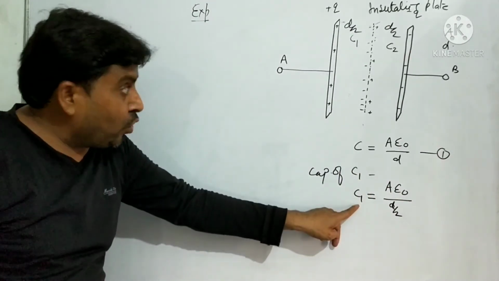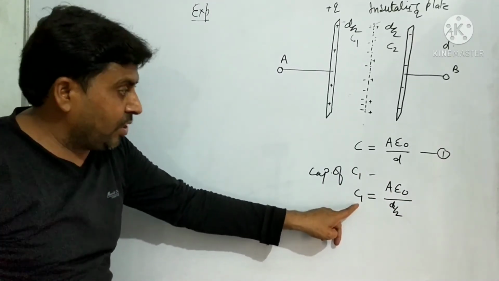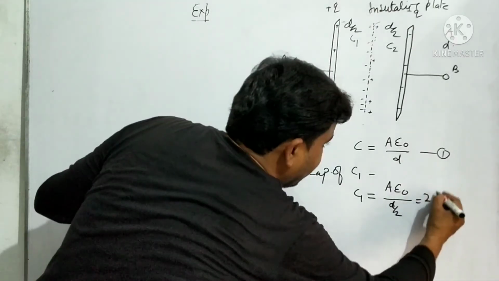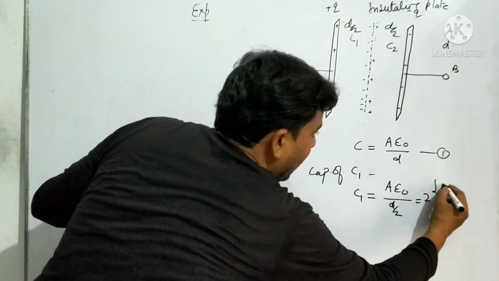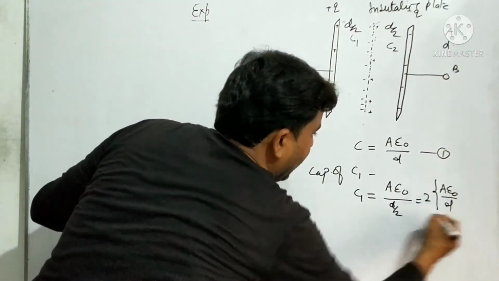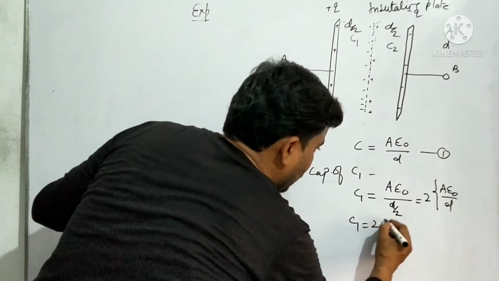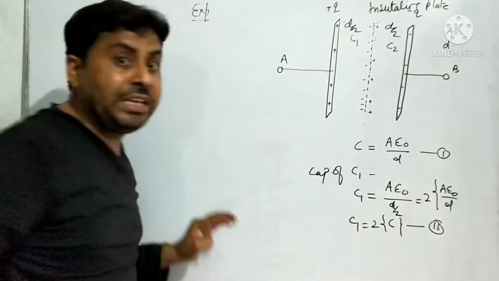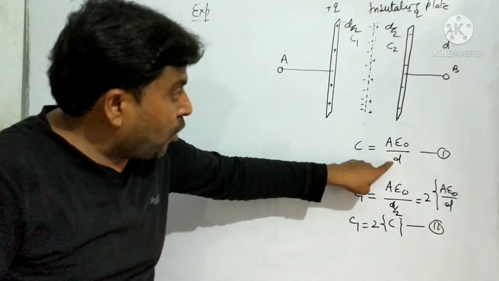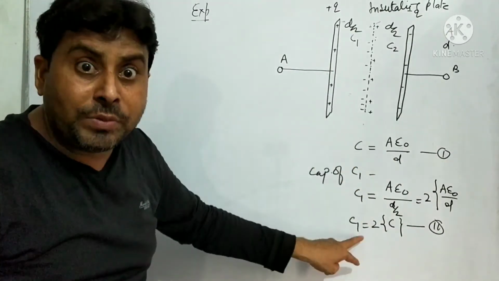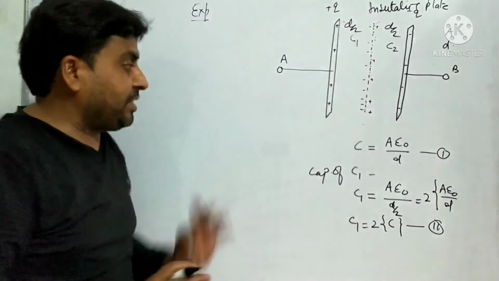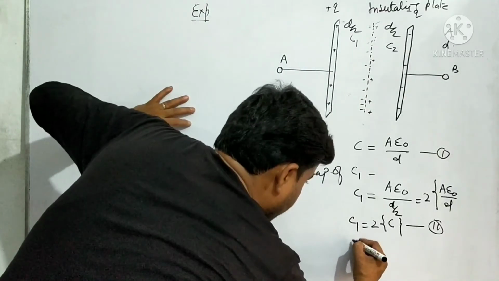The capacitance of the first capacitor, C1, equals A epsilon naught over d by 2, which means 2 A epsilon naught over d. That is C1 equal to 2 into C. Equation number 2, where C is A epsilon naught over d. It is double the previous first capacitance. The second capacitance also is the same.